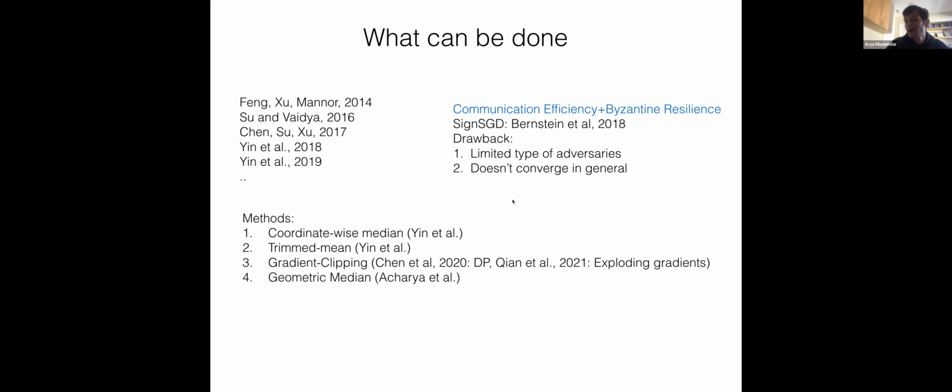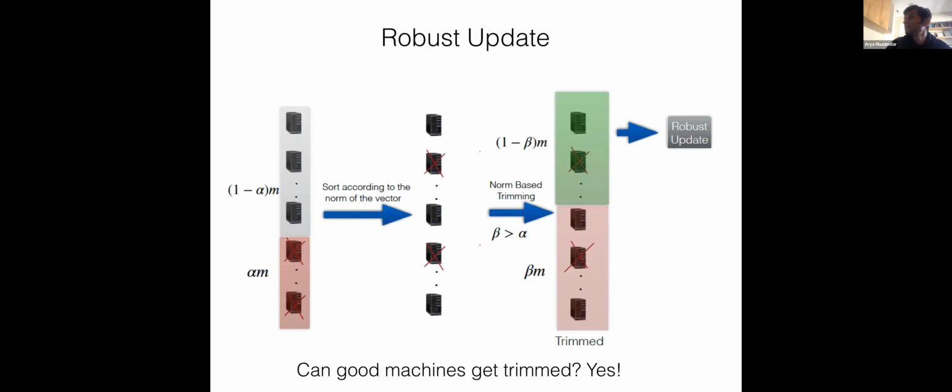Now let me give you a method which is very similar to gradient clipping, but not quite. And that's what our method is. It goes very well with certain communication-efficient compression methods as well. So here is the method. You have these M machines, and you know that at most alpha M of those machines can send you garbage or adversarial values. So what you are going to do, once the central server receives the gradients from each of the machines, is sort them according to the norm of the vectors. So now this is a sorted list of the gradients. After that, you do a norm-based trimming or norm-based filtering, where you basically discard the beta M fraction.